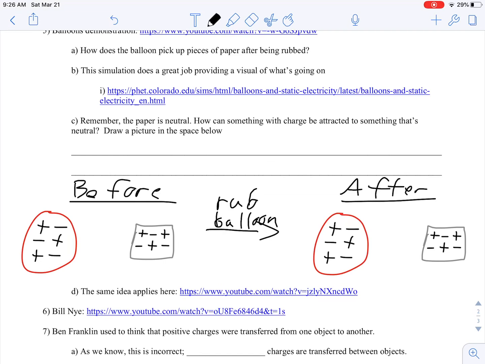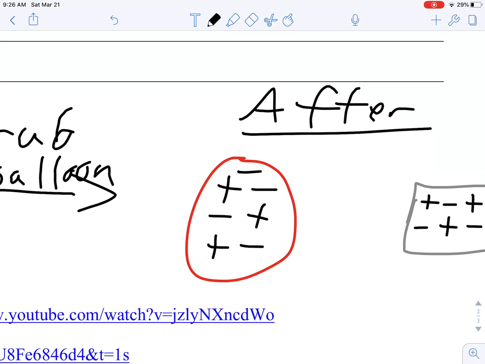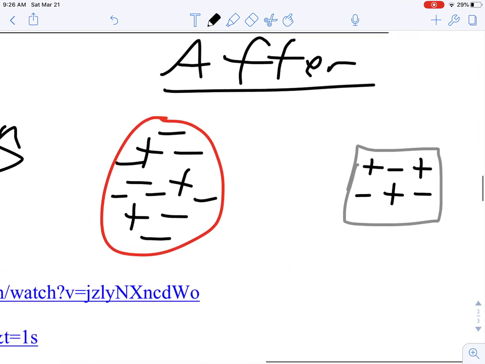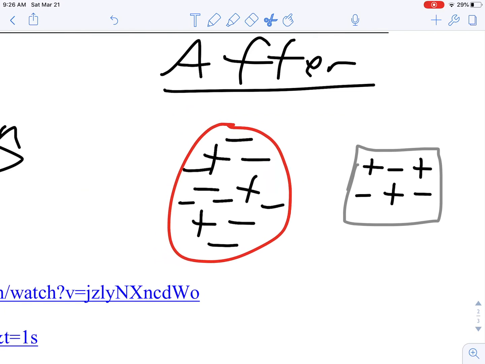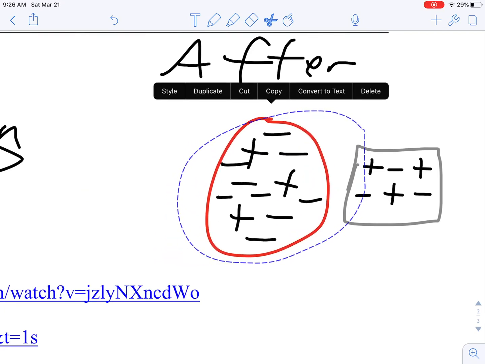Remember, we added electrons to the balloon. Where did we add them from? We added from our hair or somewhere else. So we'll just throw some extra electrons on here. There, there, there, there. So the balloon is definitely negative now. We got all those extra electrons from our hair or from our sweater, whatever we rubbed it on. So now as we bring the balloon closer to the paper, just like bringing the balloon closer to the wall, what's going to happen to those electrons in the paper?